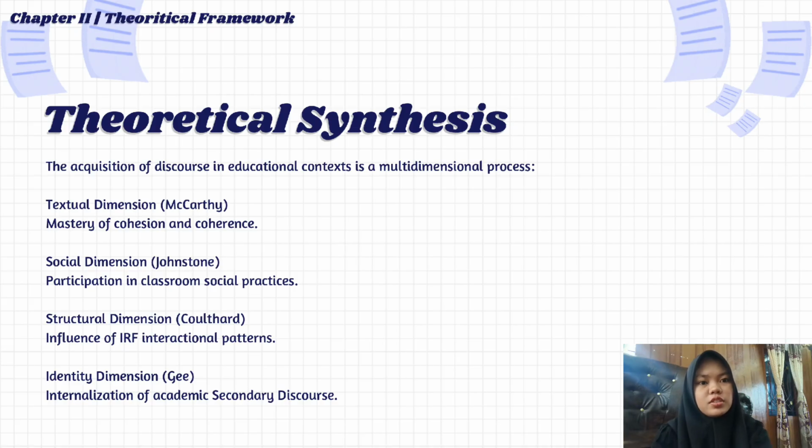Discourse consists of several dimensions: the textual dimension from McCarthy, which focuses on cohesion and coherence; the social dimension from Johnstone, which emphasizes the role of social context; the structural dimension from Coulthard, which explains interaction patterns such as IRF; and the identity dimension from Gee, which is related to the development of academic identity. The four dimensions are interconnected and cannot be separated. Without cohesion, a text lacks structure. Without a social context, meaning becomes unclear.